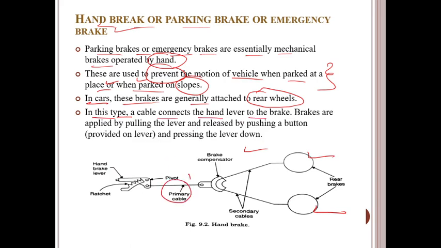This is our primary cable. This is our pivot joint. This is the chain and ratchet mechanism. This is the hand brake. This is the brake compressor. These are the secondary cables which are attached to the rear wheel of the automobile.